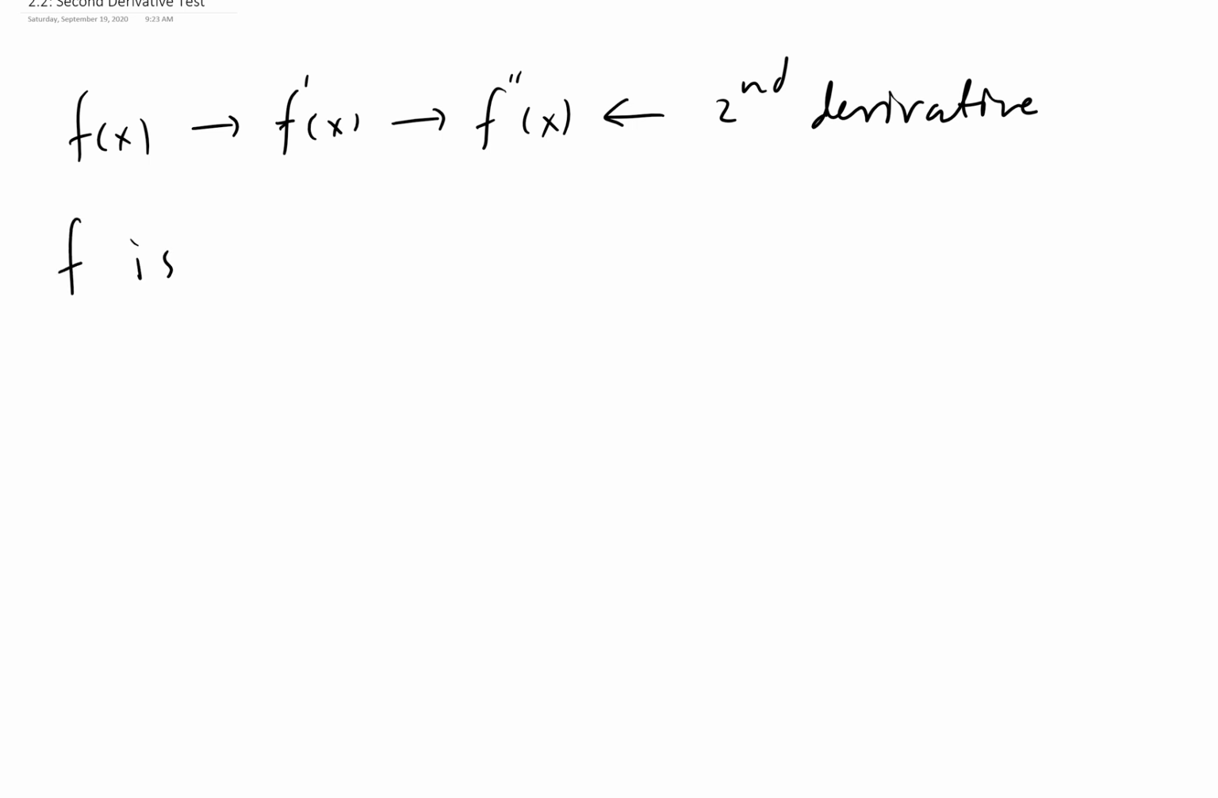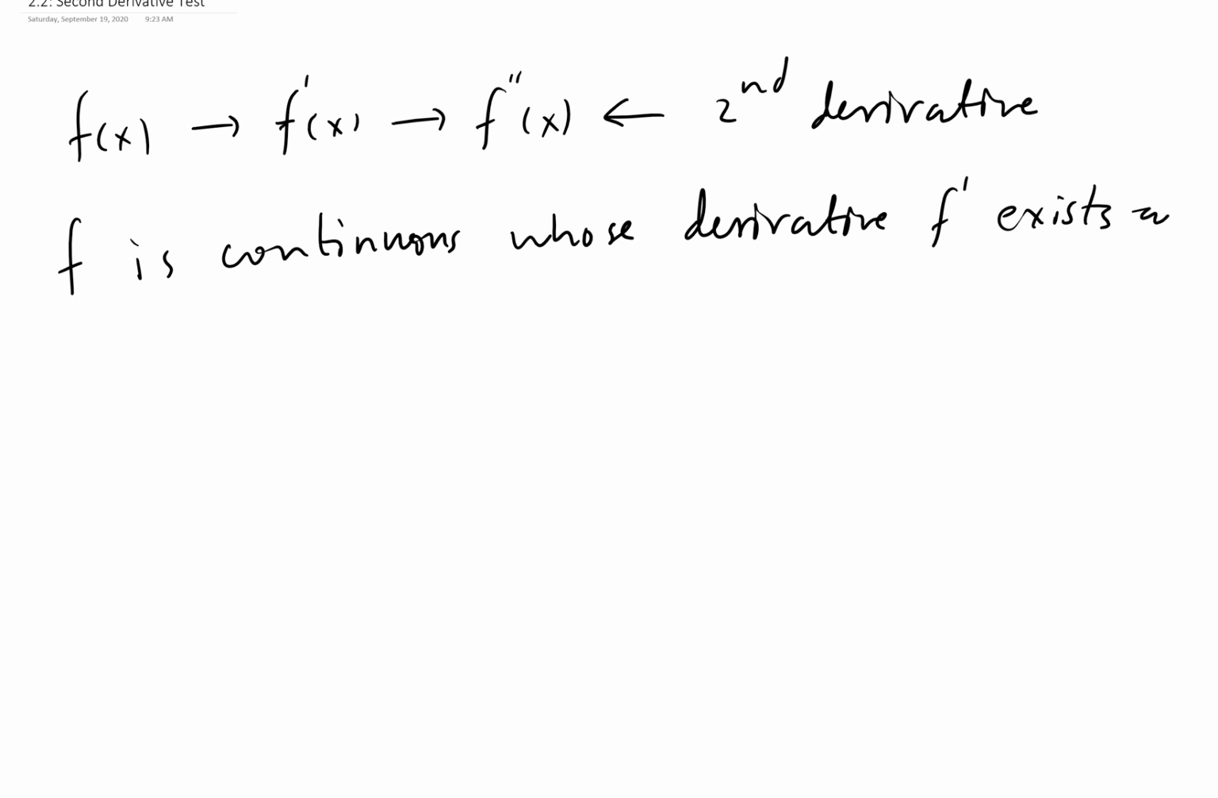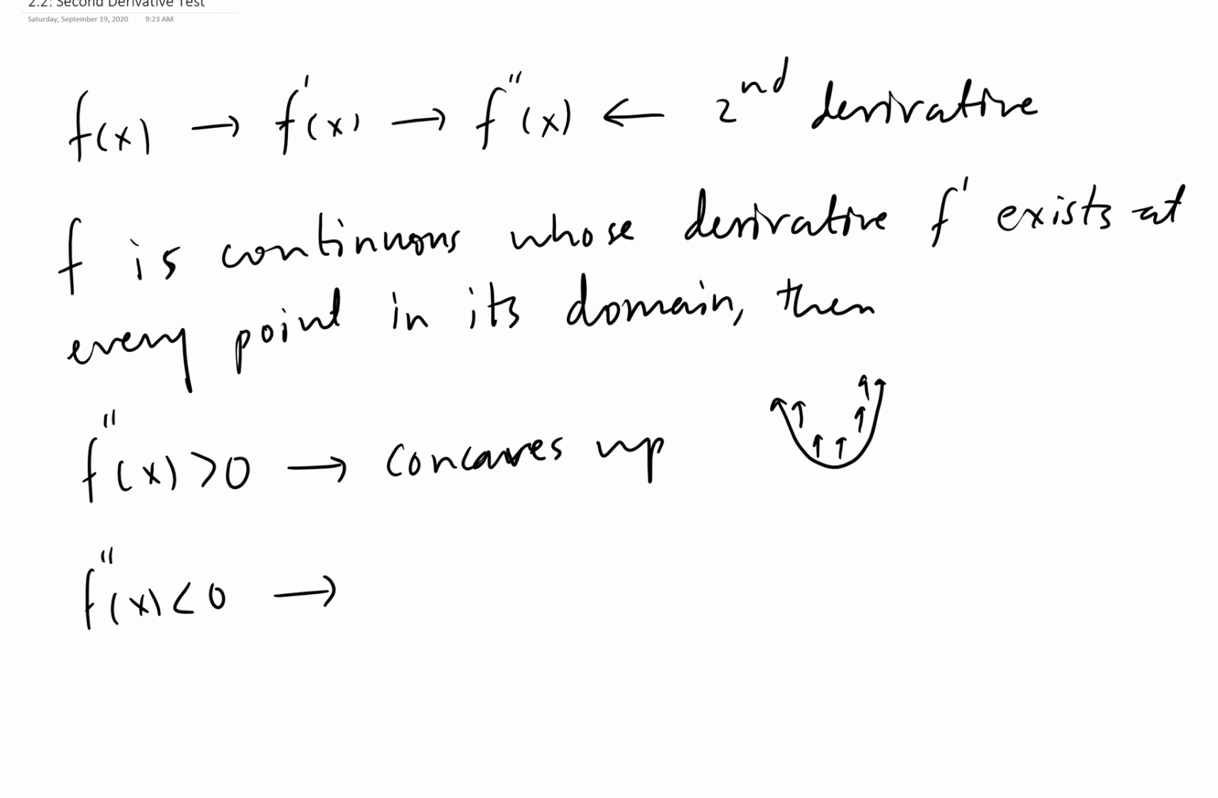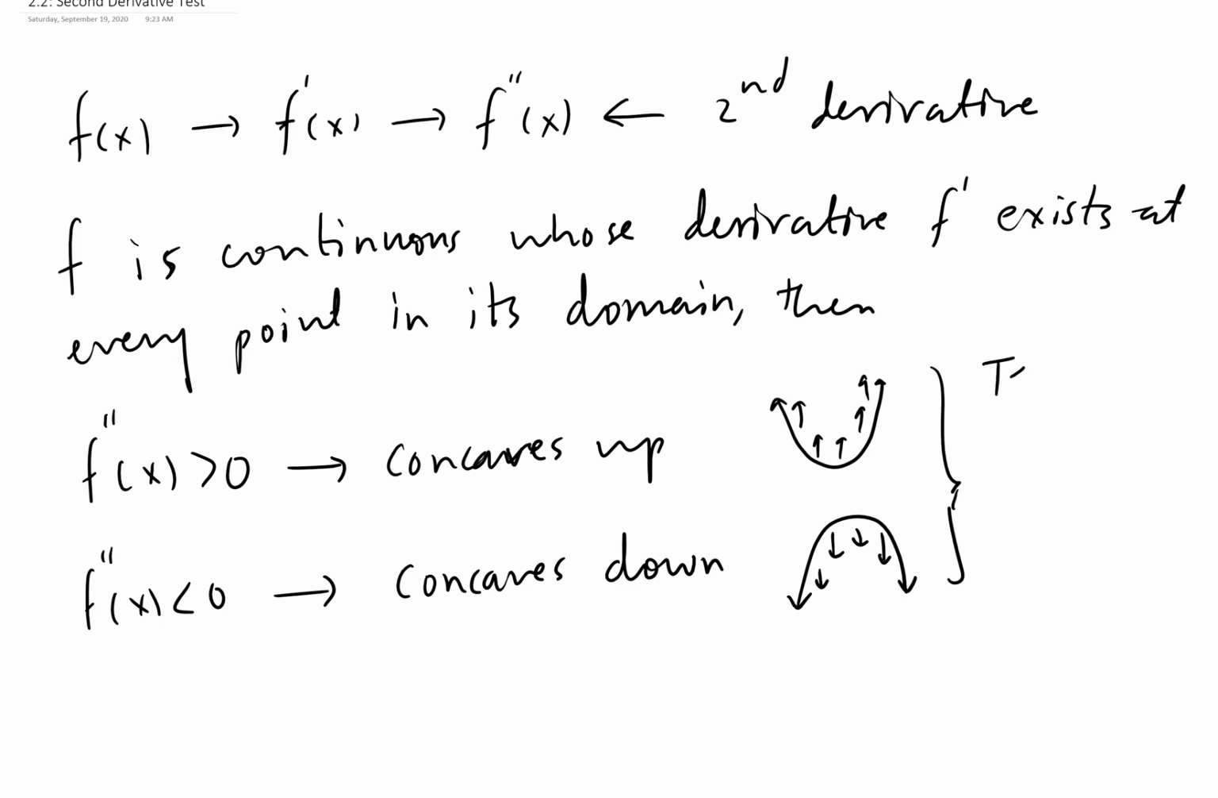So the condition is that if f is continuous, whose derivative f prime exists at every point in its domain, then when the second derivative is bigger than 0, this means the graph of f concaves up. Concaves up means it's going to open upward like this. That's concave up. It's like a U shape. If the second derivative is less than 0, the graph of f concaves down. This is called the test for concavity.